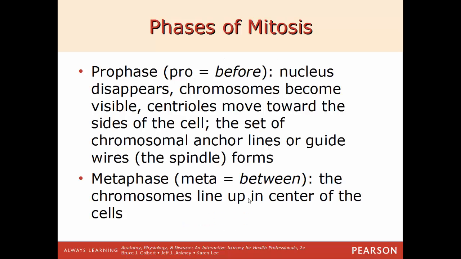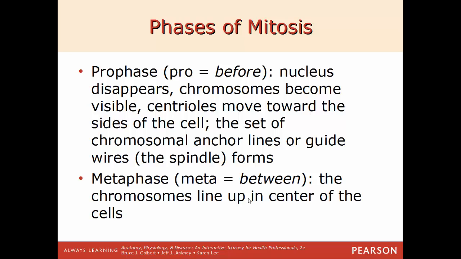Alright, we'll talk about the various stages of mitosis. The first one, prophase, and the prefix pro means before. This is where the nuclear envelope, or the nuclear membrane, will break down and disintegrate. The chromosomes will become much more dense and visible. And then the centrioles will move toward the sides of the cell, getting ready to anchor the lines for cell division, or the spindle fibers.